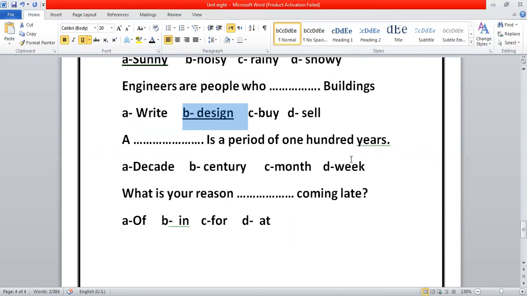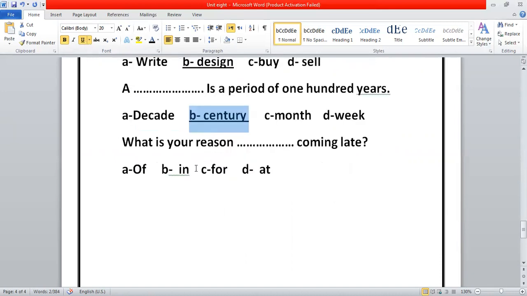A century is a period of 100 years. 100 years means what? Decade or century or month or week. Decade means 10 years. Century, 100 years. So the right answer is century. What's your reason for coming late? Choose the correct preposition here: for. What's your reason for coming late?